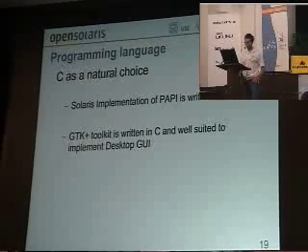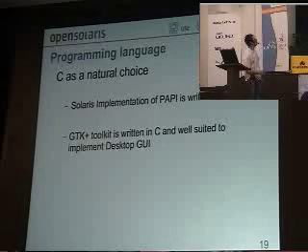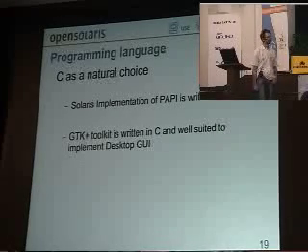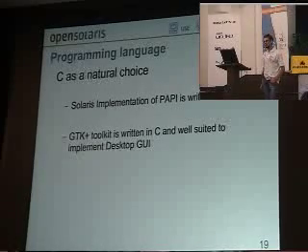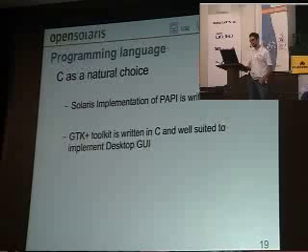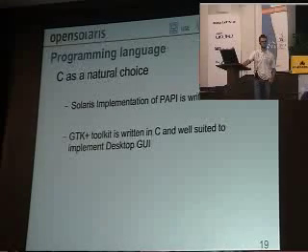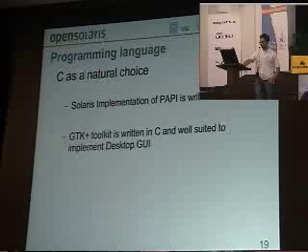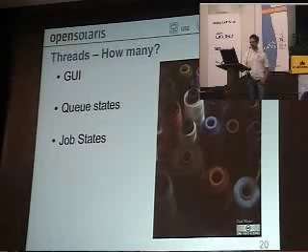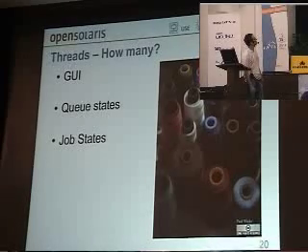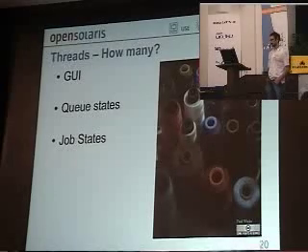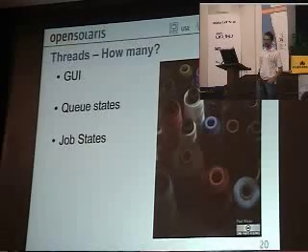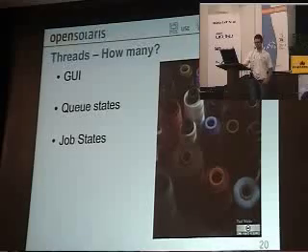Okay. Programming language. C was used to implement this application because the PAPI is written in C. So this was the main reason. And also GTK is written in C, so it's straightforward to implement those things using Glade or another way of writing widgets. So how many threads? There are 3 threads for this application. There is 1 thread for UI, there is 1 for queue states and job states. We will see in the application what is queue state and job state.